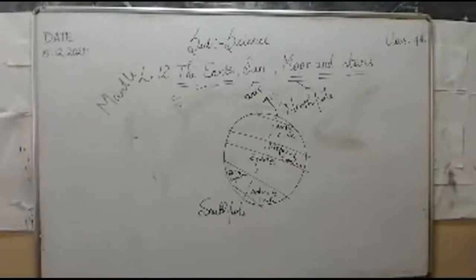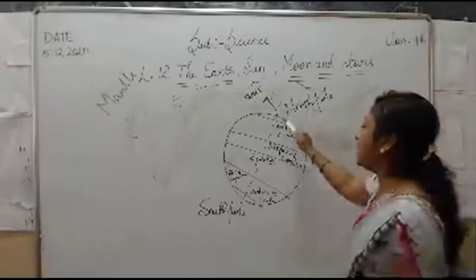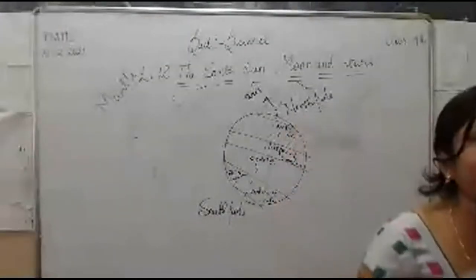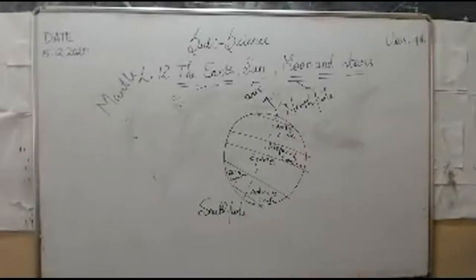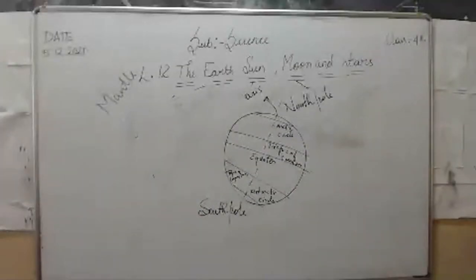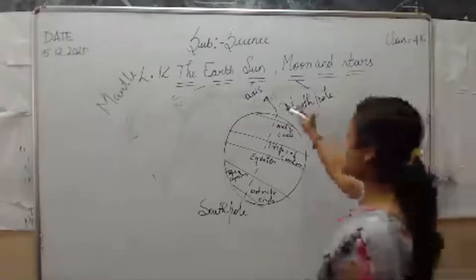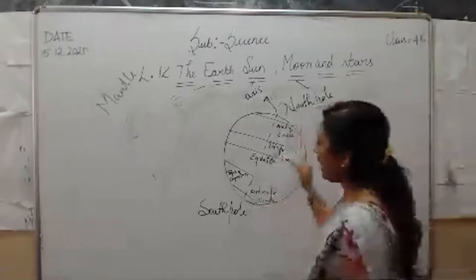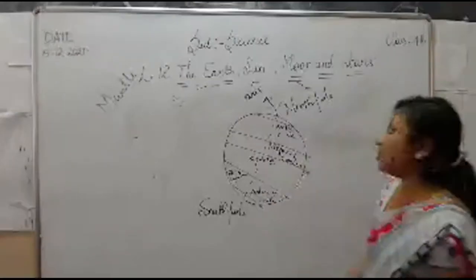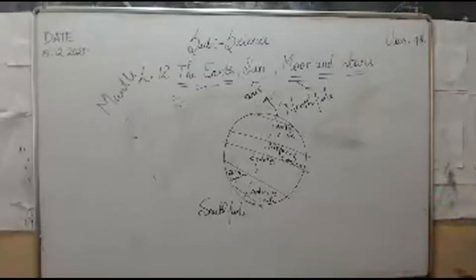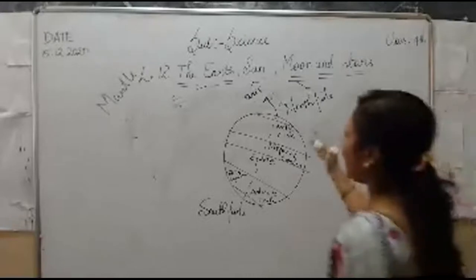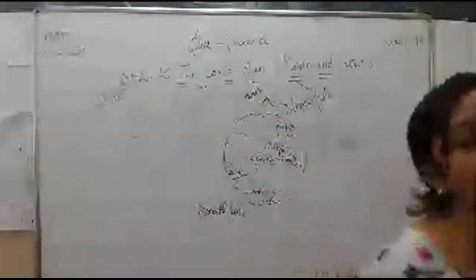And another imaginary line called the equator runs along the center. Where the line is running at the center, we call it the equator. It runs along the center of the earth, separating the north half from the south half. It is making half north and half south, dividing equally, separating the northern half and southern half.